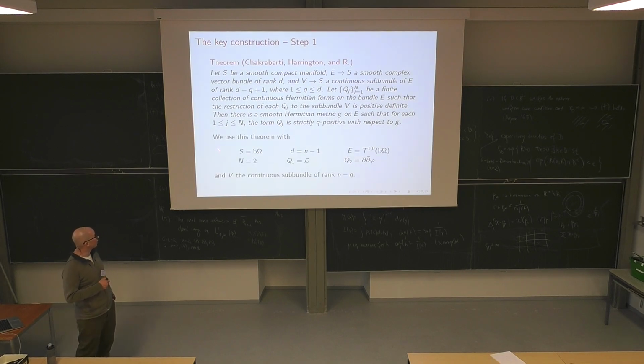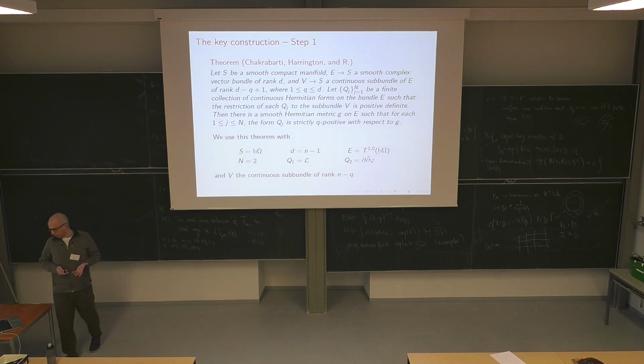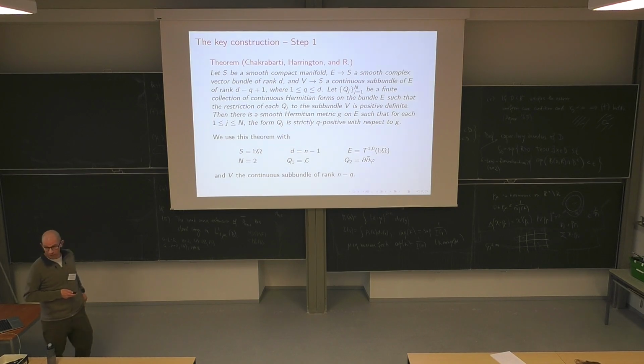We use this theorem. S is the boundary, N is 2. Q_1 is the Levi form, Q_2 is ∂∂̄φ, E is T^{1,0} of the boundary, and d is n minus 1, and V is the continuous subbundle of rank n minus q plus 1 that was hypothesized in the theorem.